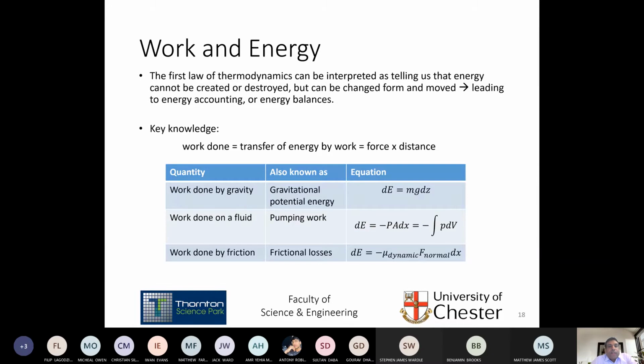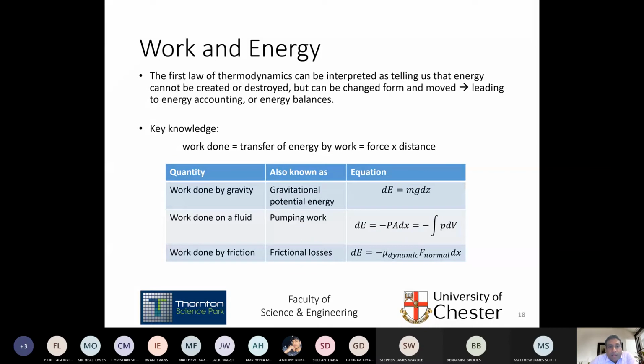The key knowledge in this is that the work done is nothing but transfer of energy by work, and a very simple way of expressing this is force times the distance. So if you have a force that moves an object by a distance, then the work done is nothing but the product of the force and the distance.